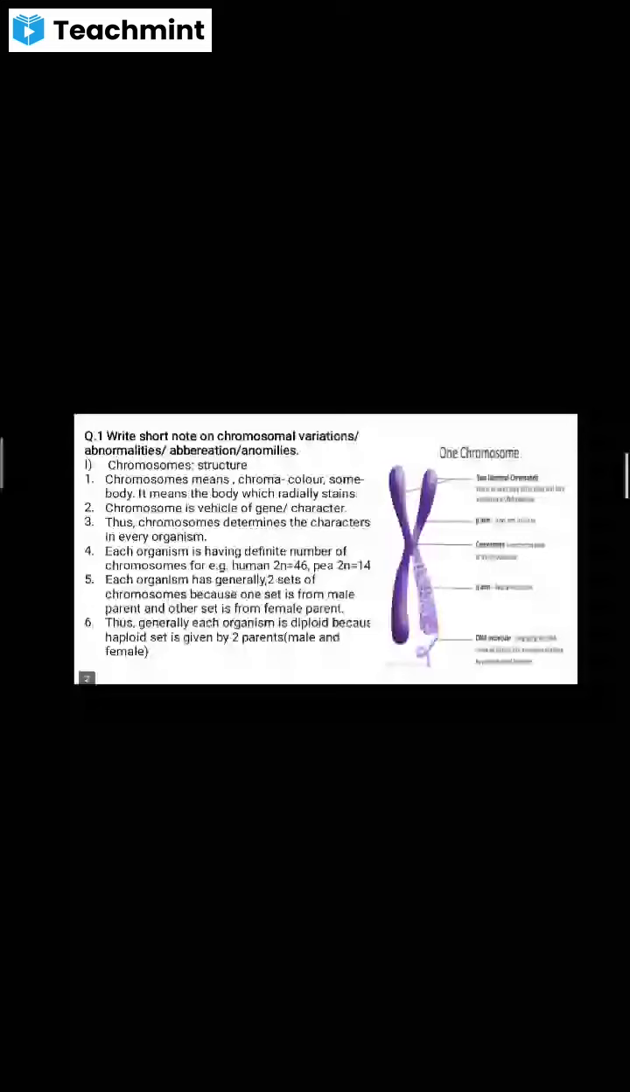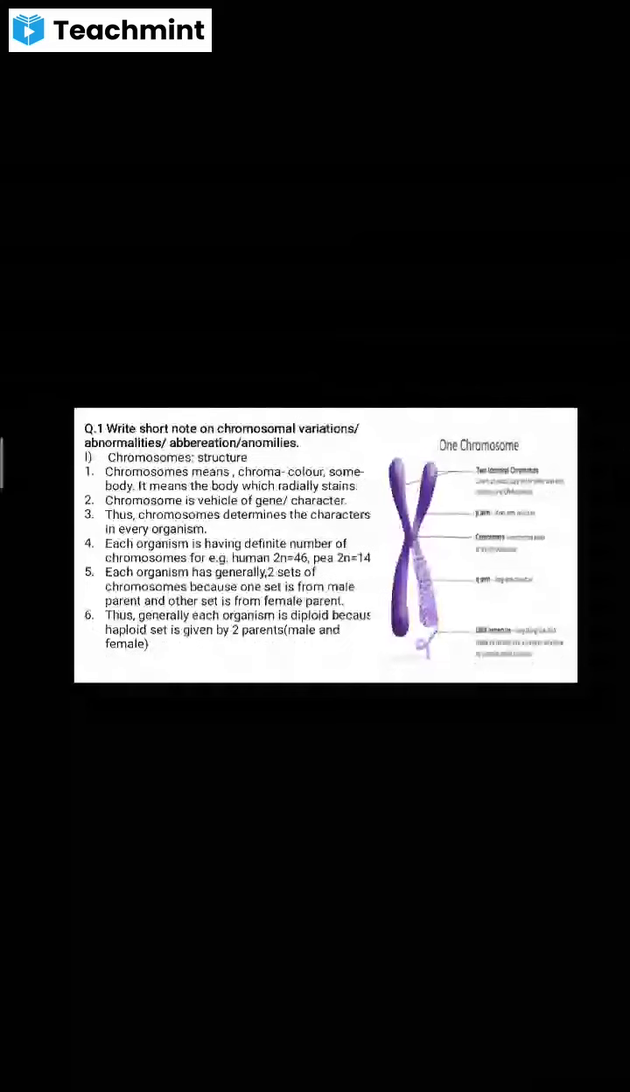So, in this way, every organism has a pair of chromosomes. Each organism generally has two sets of chromosomes, that is the diploid state. Any individual has two sets of chromosomes: one set is from the male parent and the other set is from the female parent. So every organism is in the diploid stage.